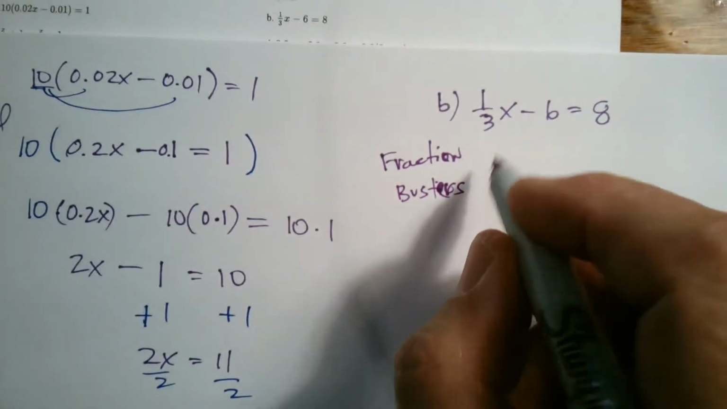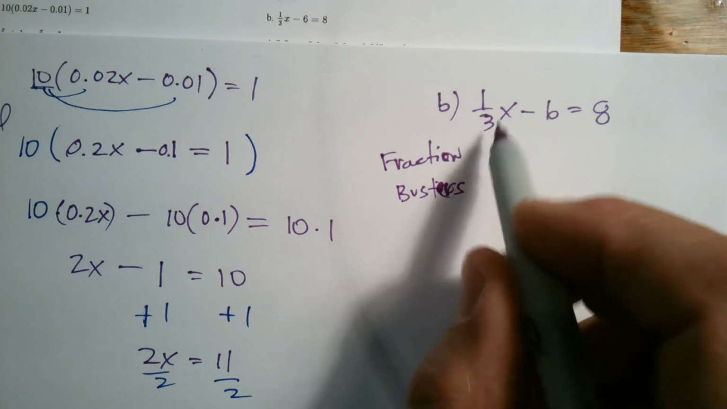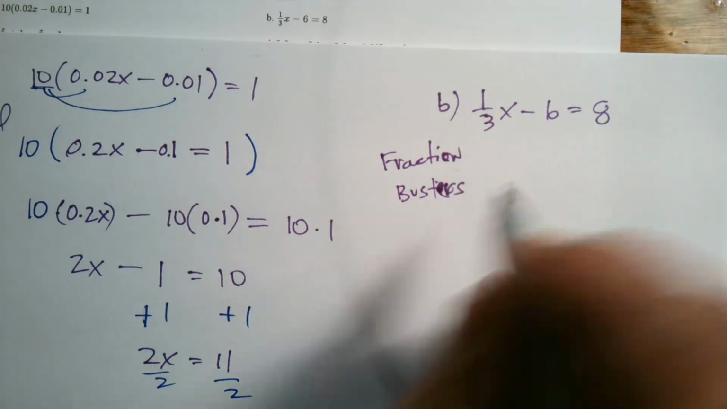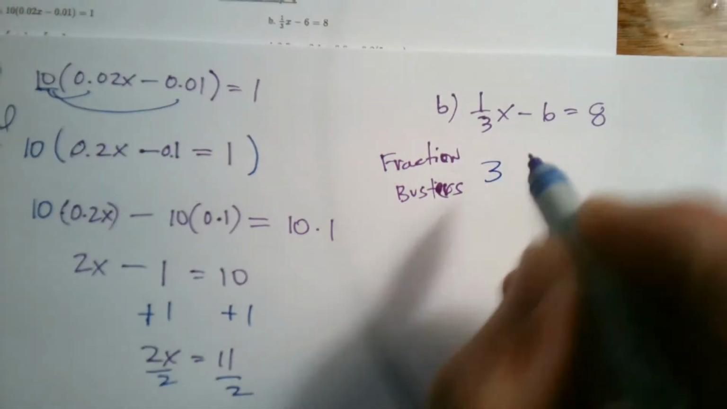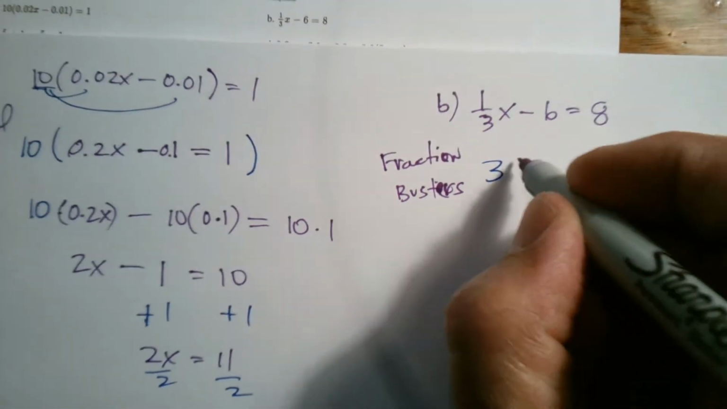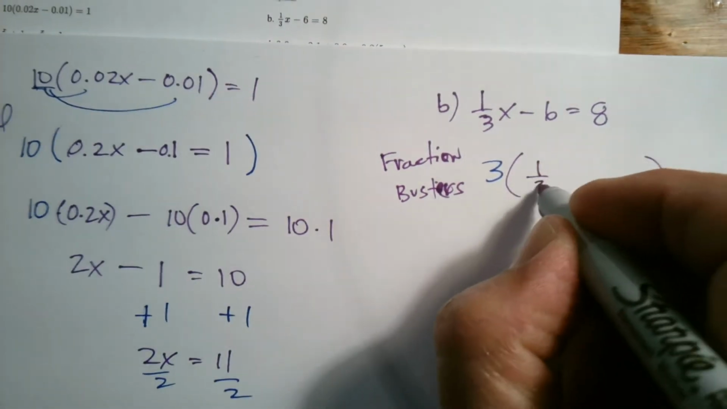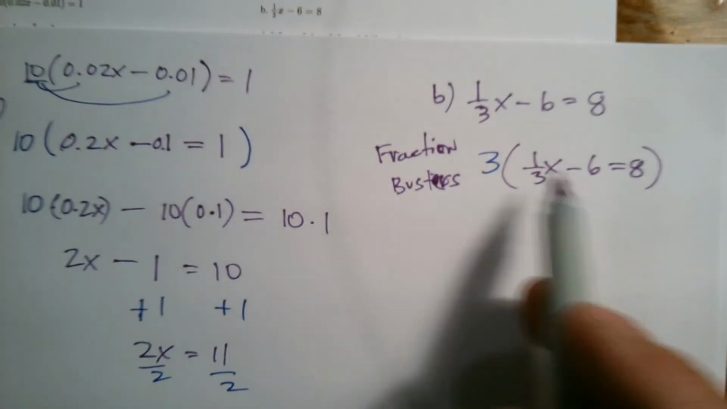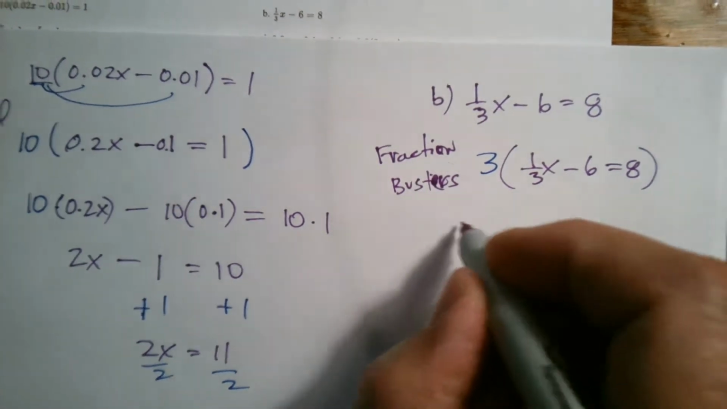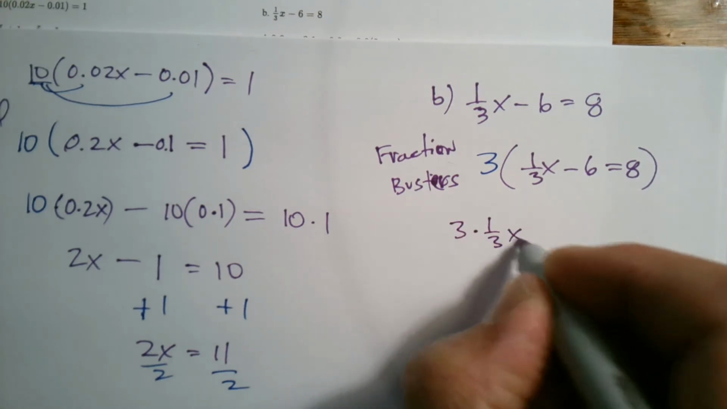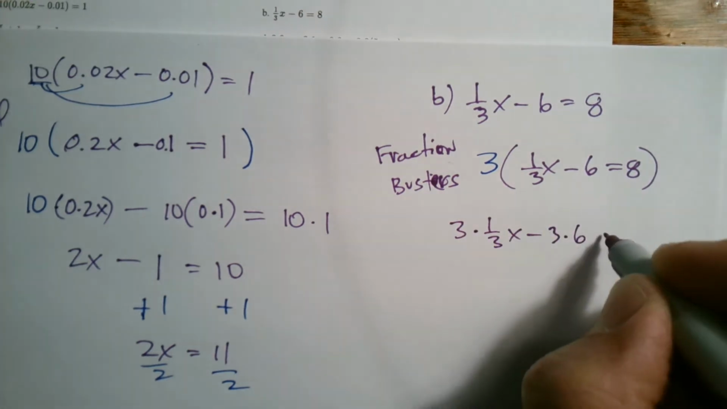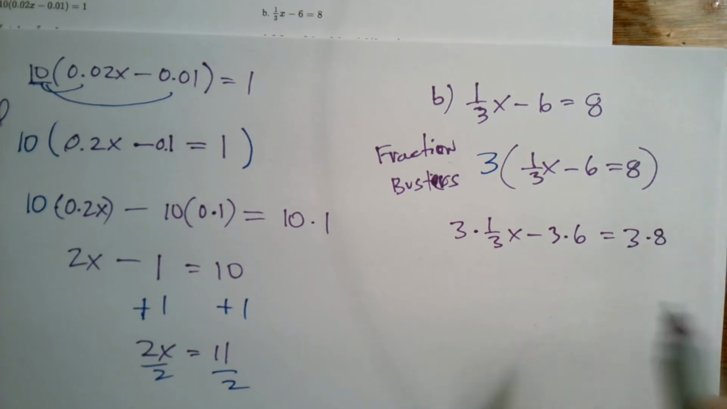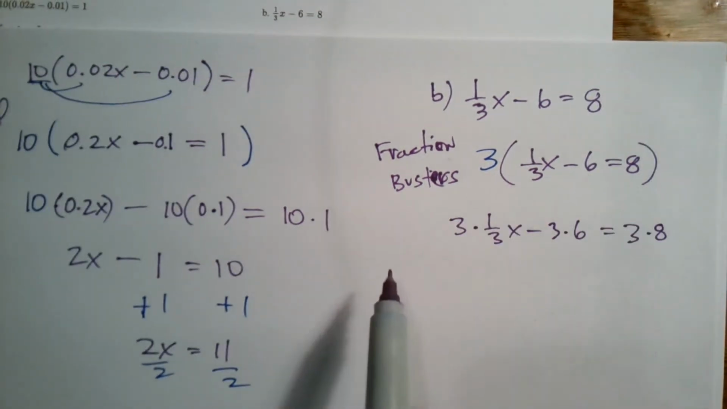Fraction busters. So my fraction buster, remember, is the common denominator. Well, there's only one fraction. The denominator is 3. So I'm going to multiply each term by 3. I'm multiplying that entire equation by 3. So it's 3 times 1/3 x minus 3 times 6 equals 3 times 8. I'm multiplying each of the terms by 3.